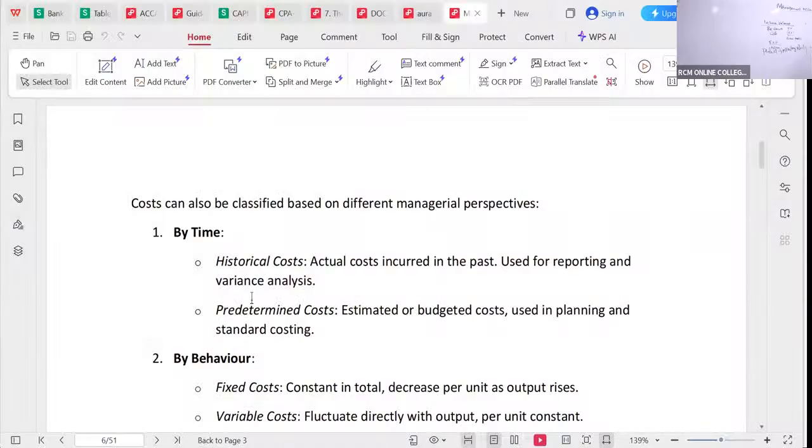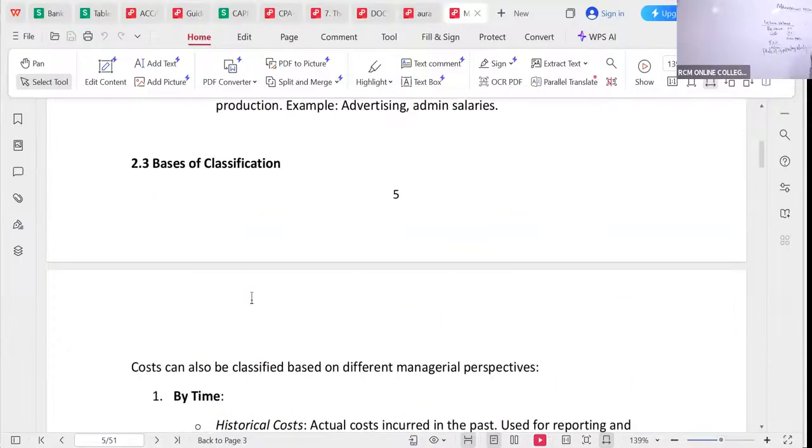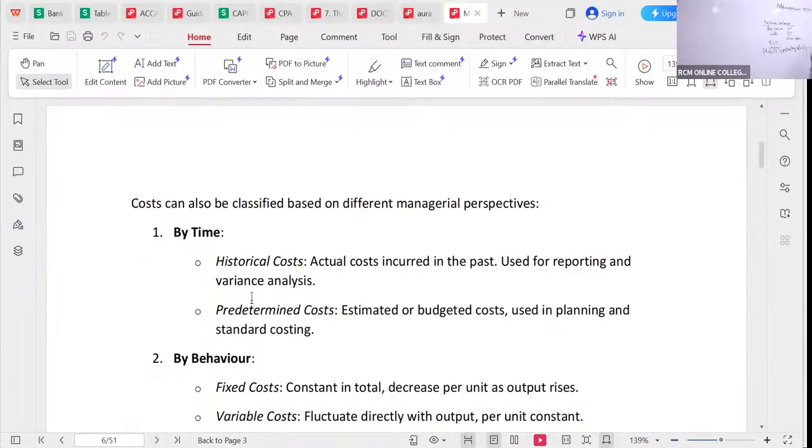All right. Now, ladies and gentlemen, we have a classification of costs on the basis of how they behave. Based on classification, we classify costs by time. By time, we shall always have two types of costs: past costs and future costs. Historical costs are actual costs incurred in the past, used for reporting and variance analysis. Then we have future costs, which are estimated or budgeted costs used in planning and standard costing.